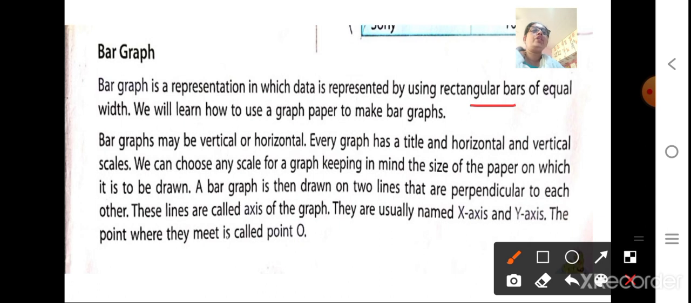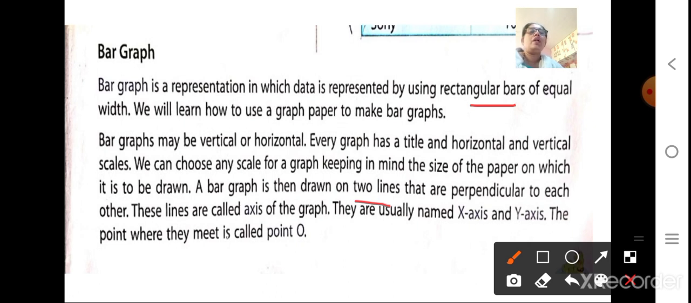Now, children, I have already told you to be ready with your graph book. A bar graph may be vertical or horizontal. Every graph has a title and horizontal and vertical scales. We can choose any scale for a graph, keeping in mind the size of the paper on which it is drawn. A bar graph is drawn on two lines that are perpendicular to each other.